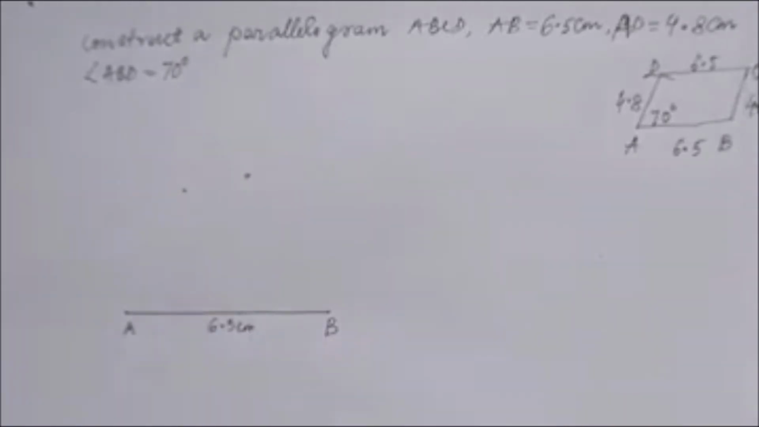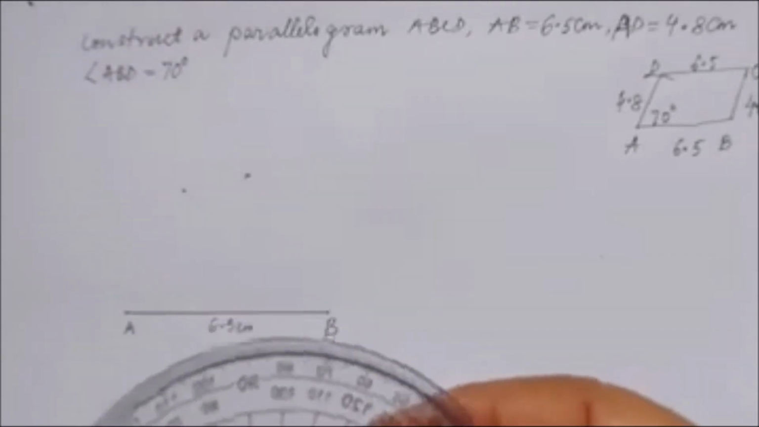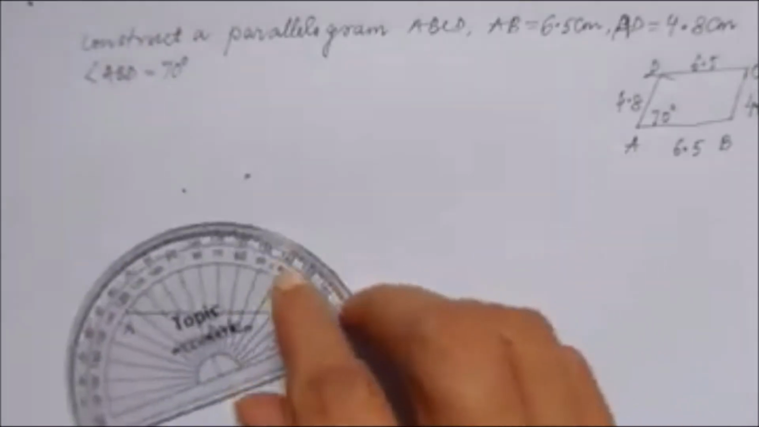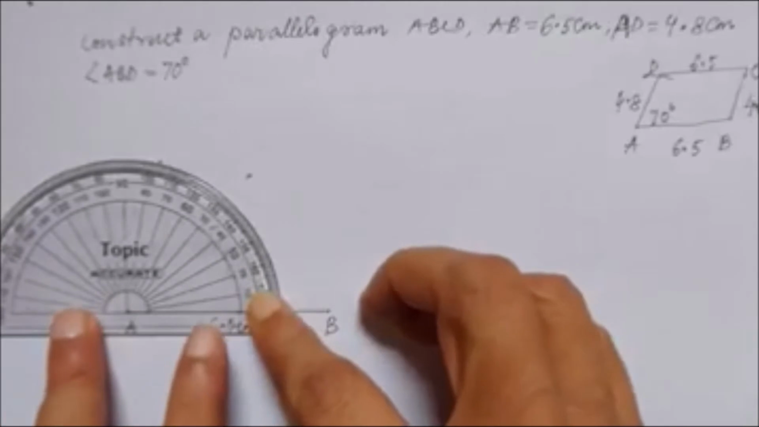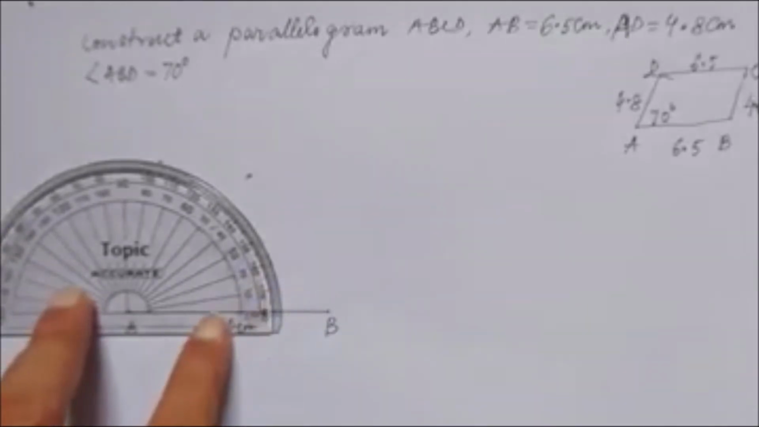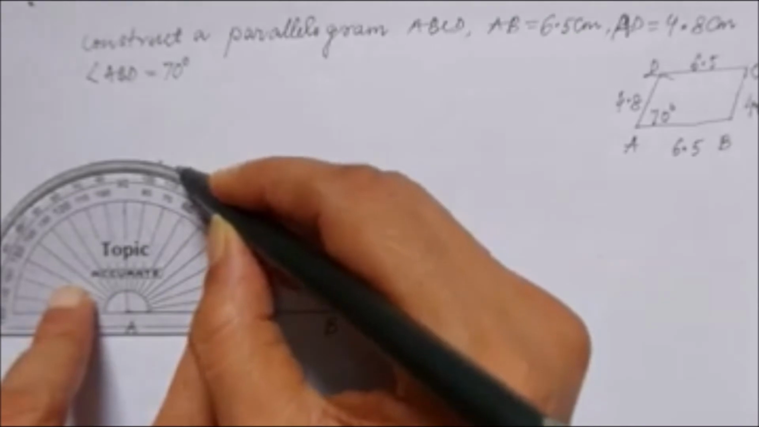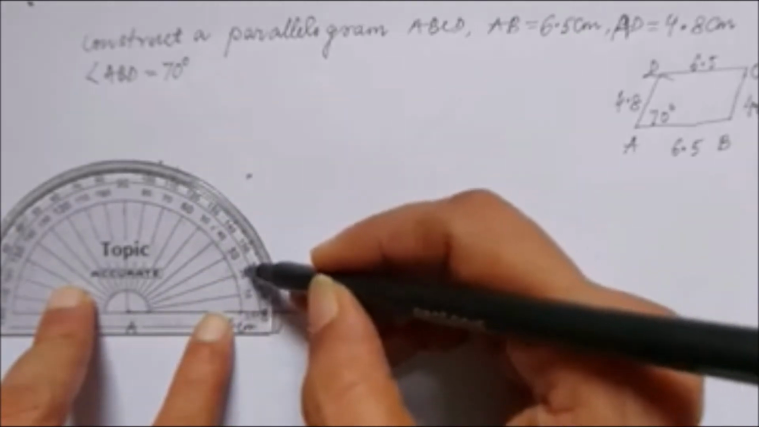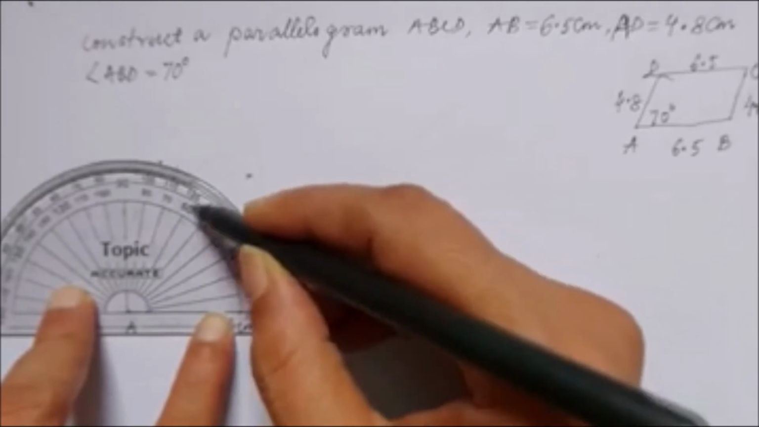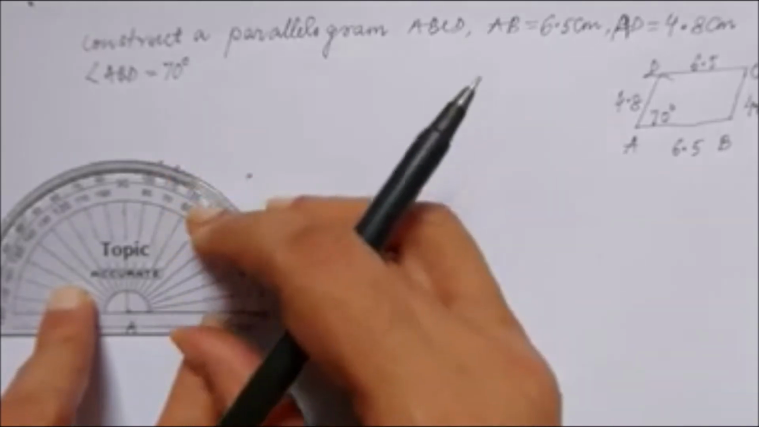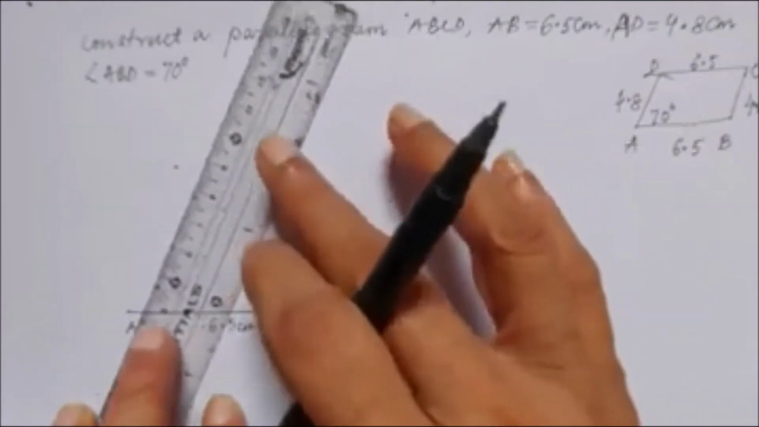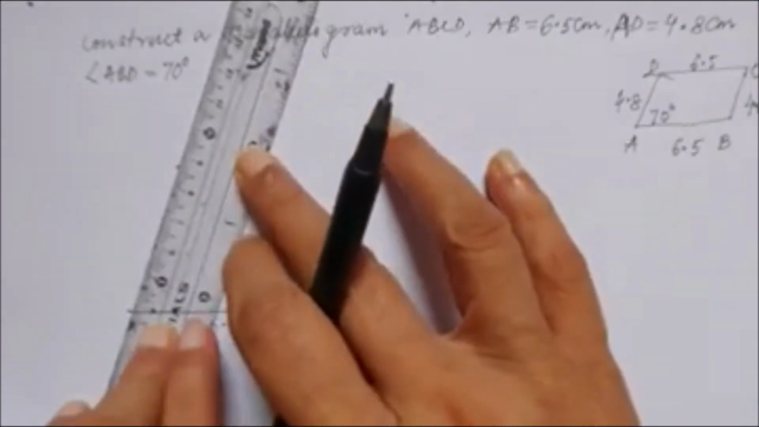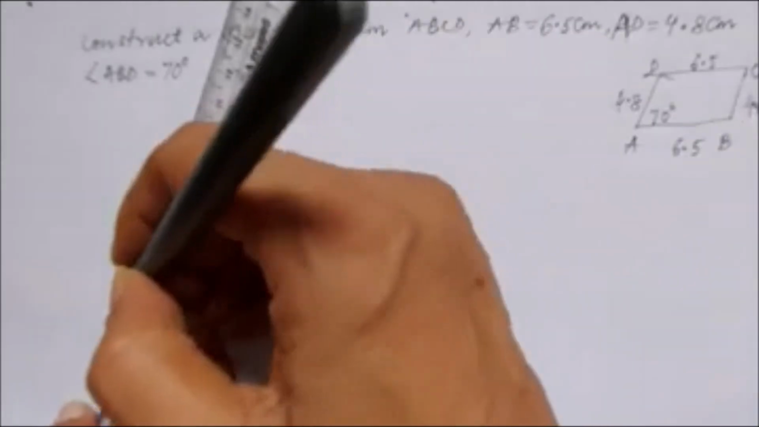Next I'll draw 70 degree. You know how to draw 70 degree. I'll put the protractor on A. It will be 70 degree. So mark the point on 70 degree: 0, 10, 20, 30, 40, 50, 60, 70. So this is 70 degree. So mark the point. Now when I join these 2 points, A and the 70 degree point, I am getting the other side of the parallelogram.